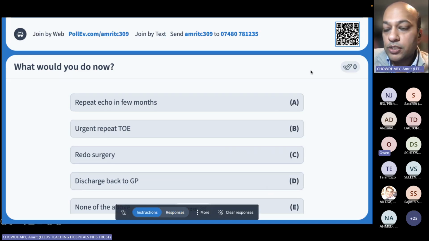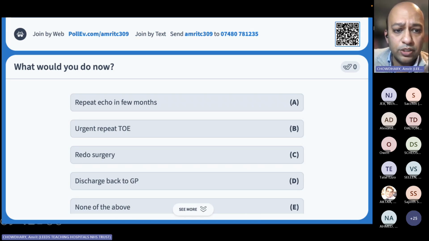So again, this is a question. I'm afraid you do have to scan the QR code for every question to be able to answer it. So I guess the question is, what would you do now for this lady now that she's being discharged, but she has these high gradients? Would you repeat echo in a few months? Would you do an urgent repeat TOE while she's in? Consider redo surgery, discharge her back to her GP, now that surgery's been done, or will you do something else? So I'll give you a little while to vote. So we've had 11 votes in already.